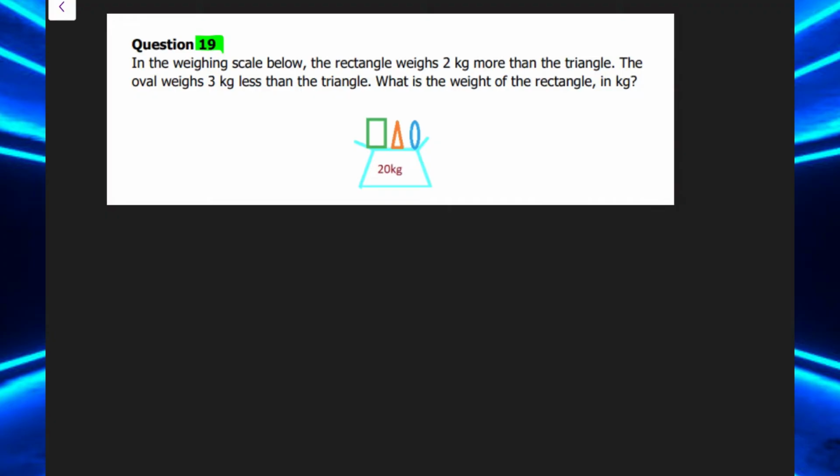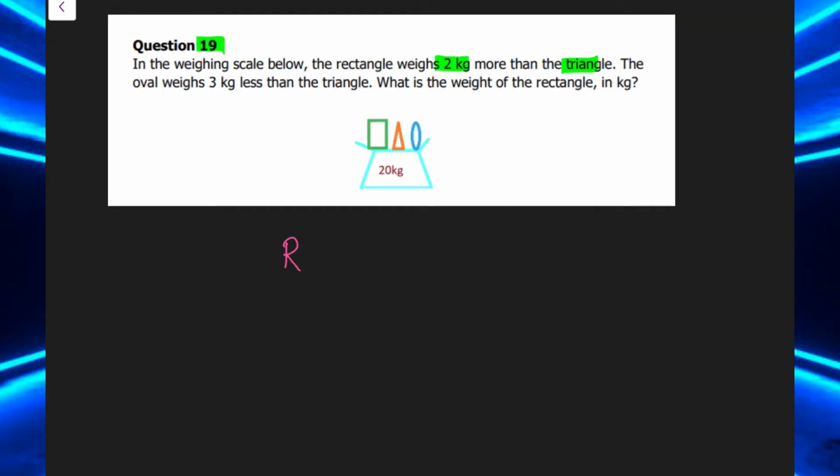We are on question number 19. On the weighing scale below, the rectangle weighs 2 kg more than the triangle. Let's keep writing them down. So R is representing the rectangle, and this is 2 more than the triangle T. The oval weighs 3 less than the triangle. Oval is T minus 3.